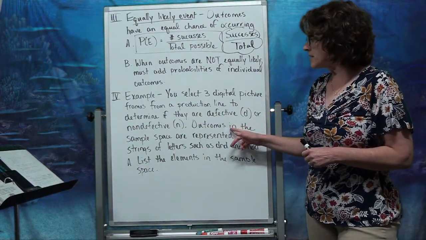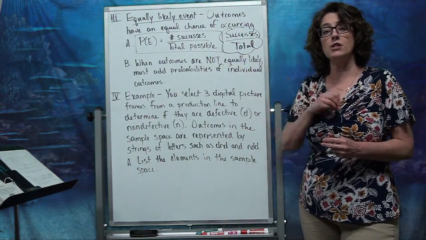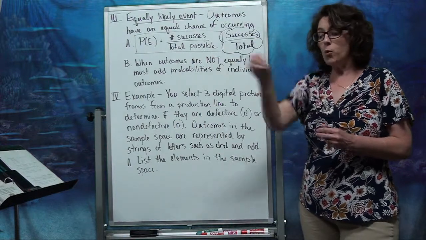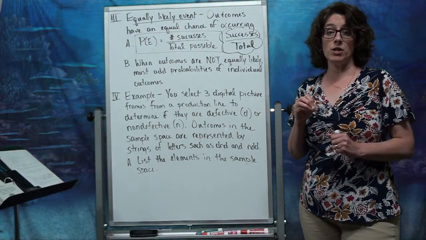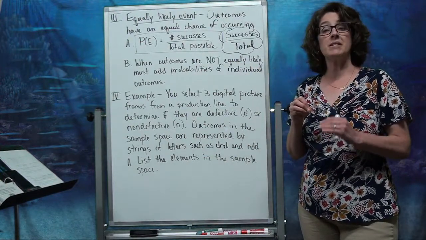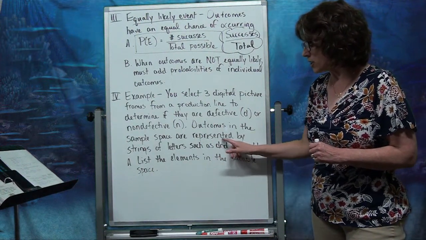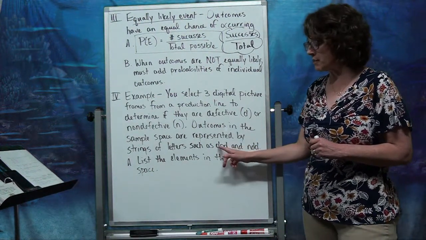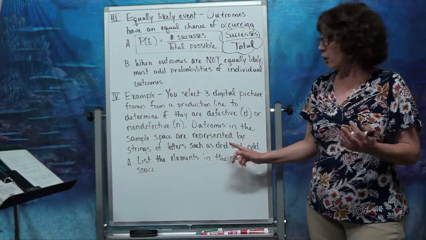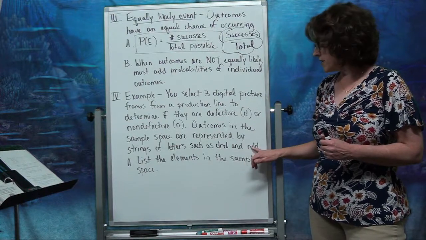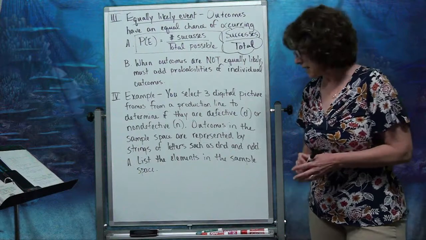So my outcomes in the sample space are going to be represented by these strings of letters. Now remember, I'm pulling 3 digital frames. So I pull one digital frame, it's either an N or a D. I pull the next digital frame, it's either an N or a D. And I pull the last digital frame, it's either an N or a D. So my sample space is going to be represented by 3 letters, like you see right here. So for instance, it might be the first one's defective, the second one's not defective, and the last one's defective. Or perhaps the first one's not defective, the next one is defective, and the last one is defective. So this is how I'm going to represent my sample space.